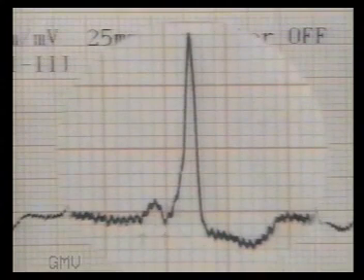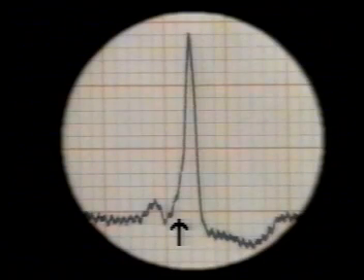The PR interval is very short, just 2 small squares. There is no isoelectric line between the P wave and the QRS complex. The R wave starts immediately after the P wave, and the QRS complex is wide, almost 3 small squares wide.